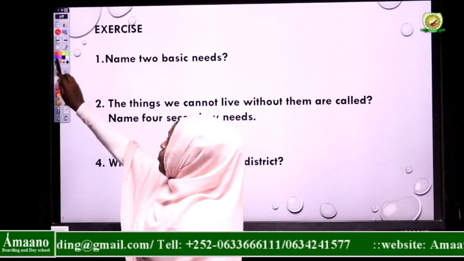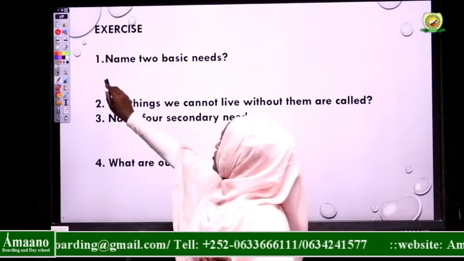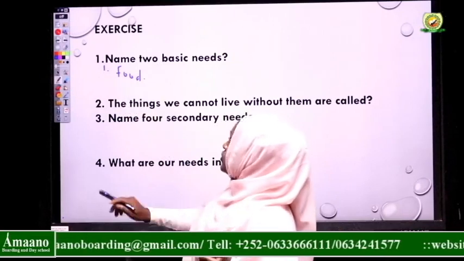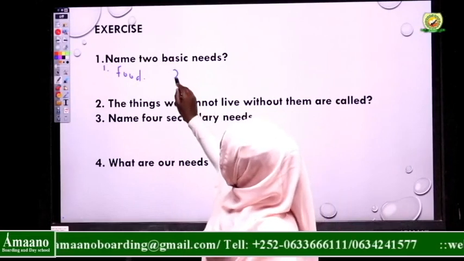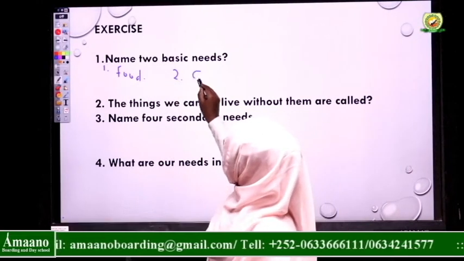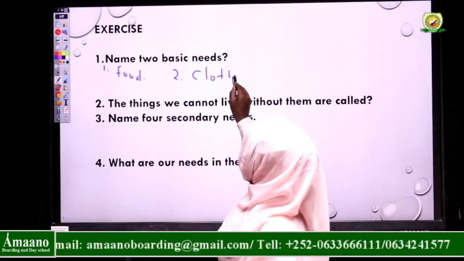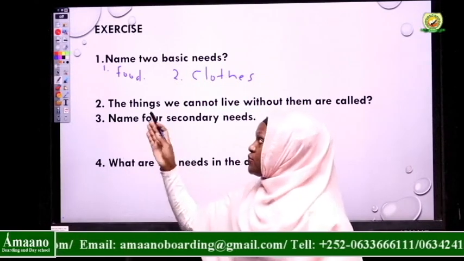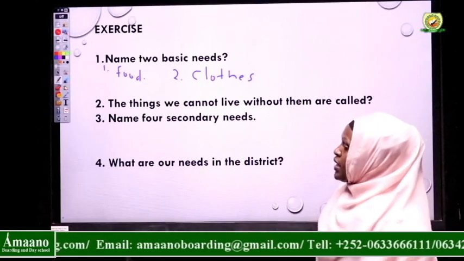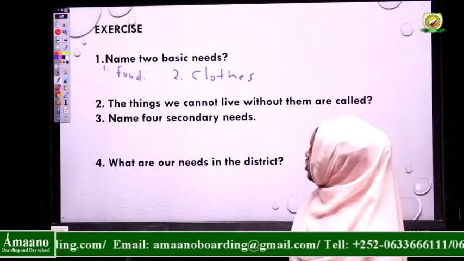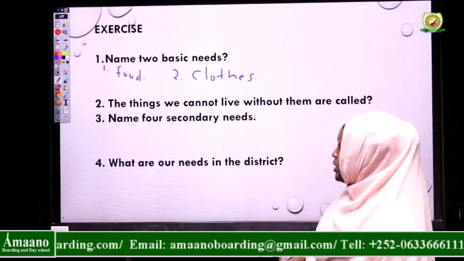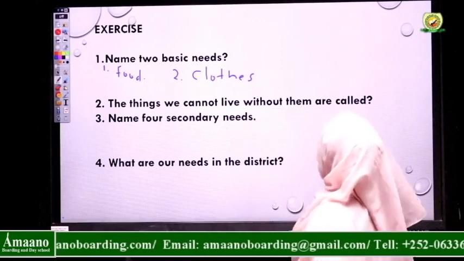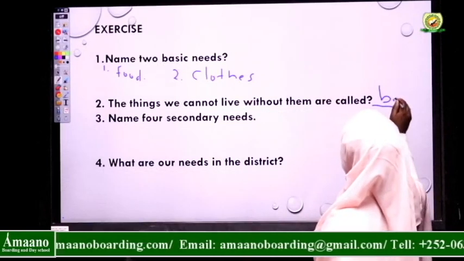Number 1, we have food. Number 2, we have clothes. No one can walk around without wearing clothes, so we need the clothes. So these are the basic needs, food and clothes. Number 2, the things you cannot live without are called dash. What do you call these things you cannot live without? These are basic needs.